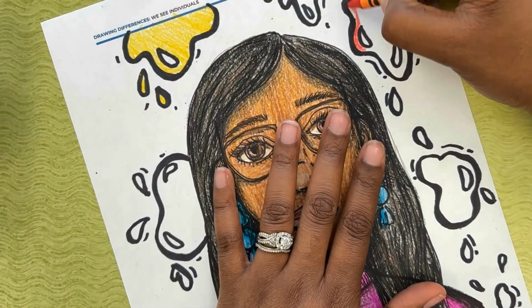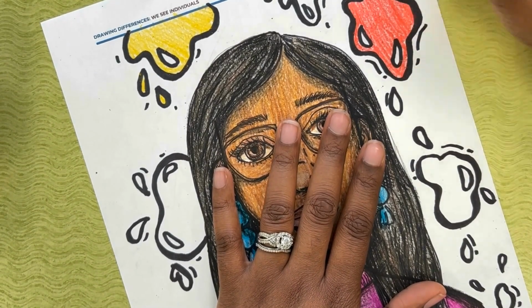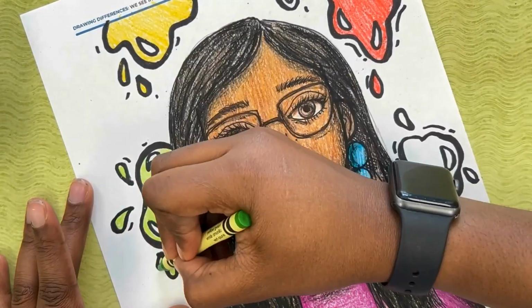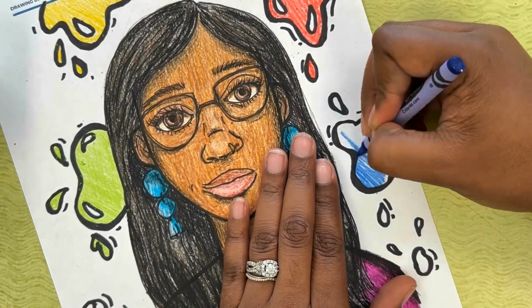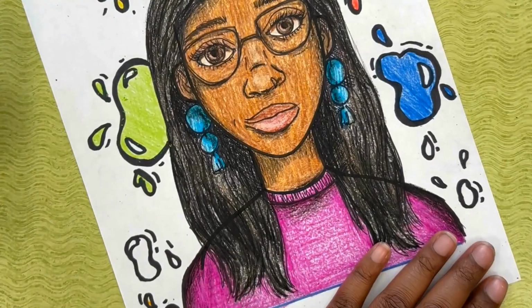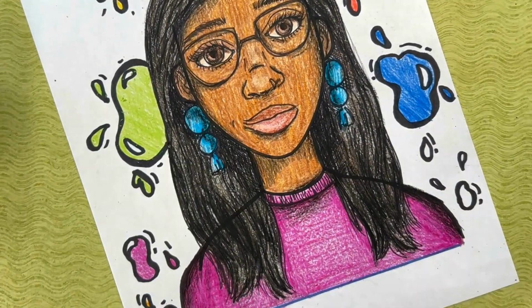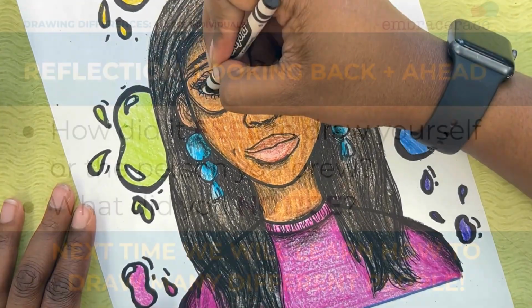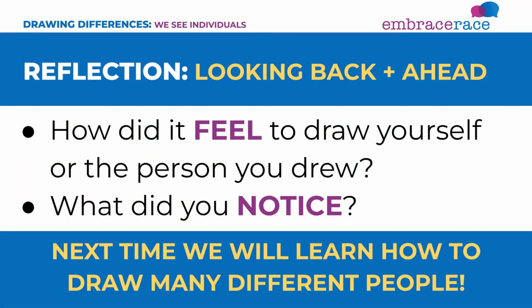As I'm finishing my self-portrait, I'm starting to appreciate the fact that I took out the time to observe each one of my facial features and my hair texture. While my self-portrait may not look exactly like me, I do believe that it captures who I am as a person. So, how did it feel to draw me or the person you drew or yourself?